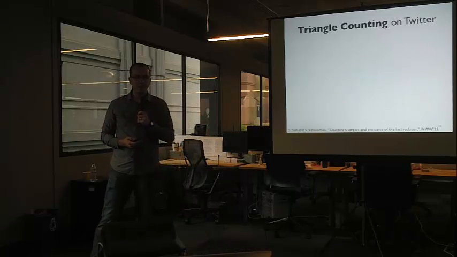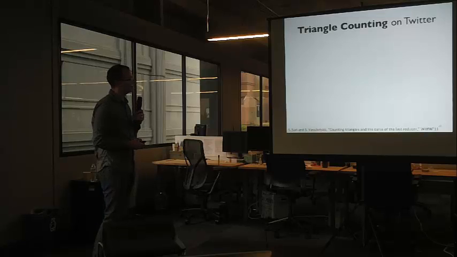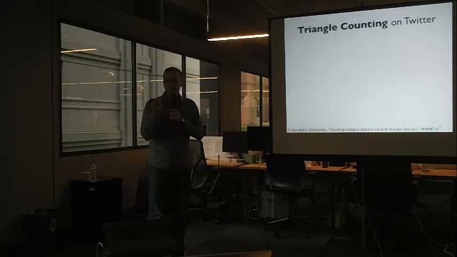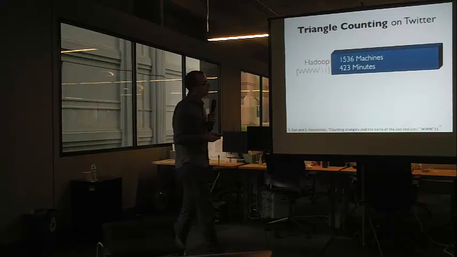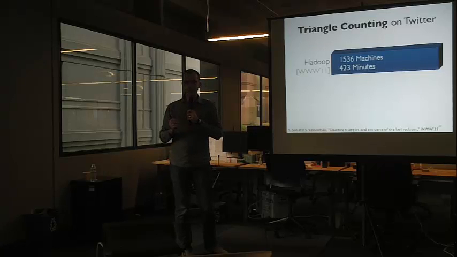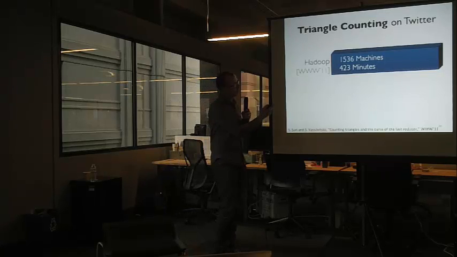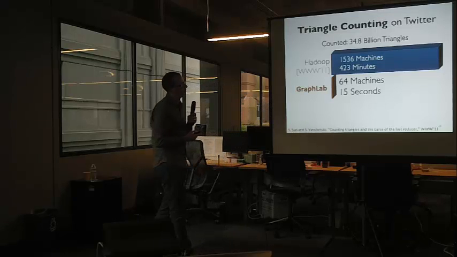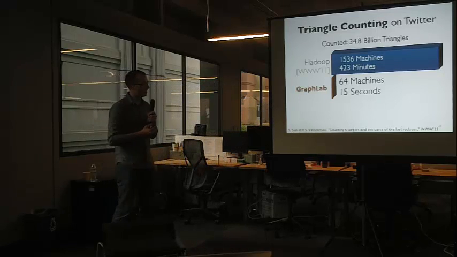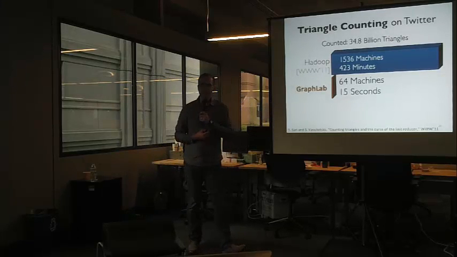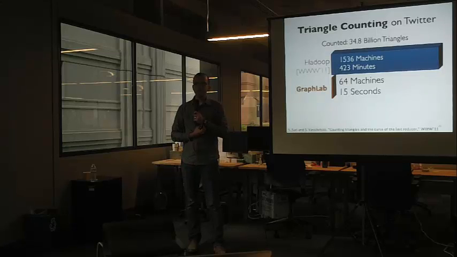So we look at triangle counting. This is a number that people have seen a lot, I guess. So we look at triangle counting on Twitter. I'm trying to find the users that have rich communities. If I look at a system like Hadoop that's been optimized to solve this particular problem using an optimized algorithm, using 1,500 machines, they can compute 34.8 billion triangles in 423 minutes. Since the animations are a bit quick here, GraphLab on 64 machines can solve the same problem in 15 seconds. Right?